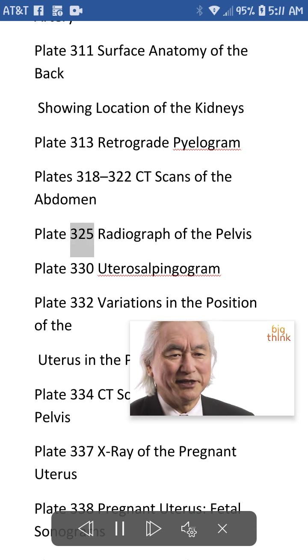Plate 325, radiograph of the pelvis. Plate 330, uterosalpingogram. Plate 332, variations in the position of the uterus in the pelvis. Plate 334, CT scan of the female pelvis.